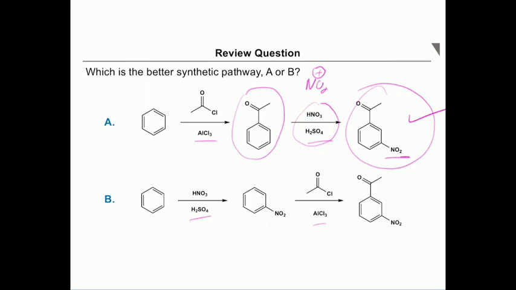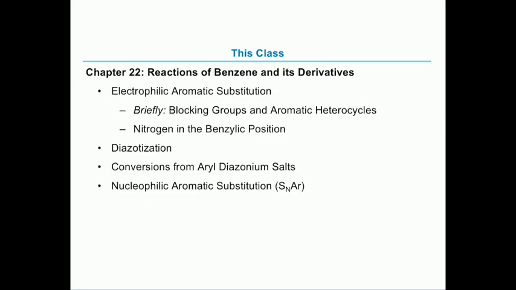Over here, we're putting a nitro on first, which is a powerful deactivator. We're turning off the relative nucleophilicity, and the resulting acylation is going to get a lot harder. It's going to be very difficult to do. So I'd say the right order is the first example here, not the second one, just because you're forming a very deactivated ring.